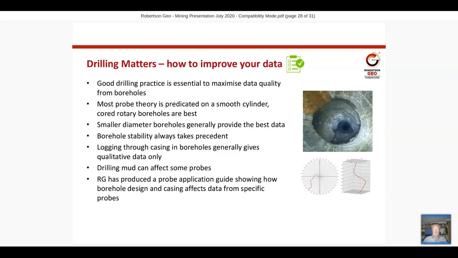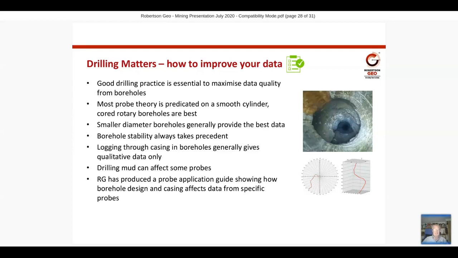Logging through casing in boreholes generally gives qualitative data only. Obviously, we see plastic casing, PVC casing, and steel casing, and depending on the thickness and the quality of the casing job, can affect the quality of the data that comes through. If the cement job is good, there's a chance of getting better data. If there's a lot of washout in the cement behind the casing, this is going to weaken the value of the data. Drilling mud can affect some probes, depending on the density of the mud and the composition. As we've said, for example, with an OPTV, optical televiewer, this needs a fairly clear or settled fluid to be able to obtain data.